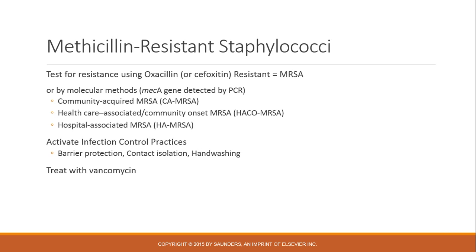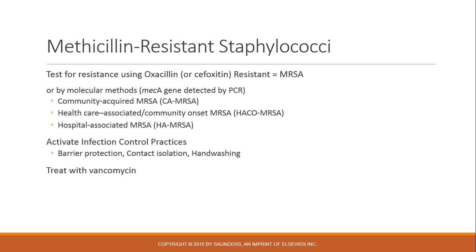Methicillin resistance, you typically use oxacillin or cefoxitin to test for this methicillin resistance in Staph aureus. So if it's resistant, it's methicillin-resistant Staph aureus. You can also use molecular methods. So if you detect this mecA gene using PCR, then you have MRSA as well. And there's different kinds of MRSA. You can get it from the hospital or community onset. It doesn't really matter. Basically, what I want you to recognize is if you've got methicillin-resistant Staph aureus, that's a big deal, right? So you want to make sure to pay attention to that.